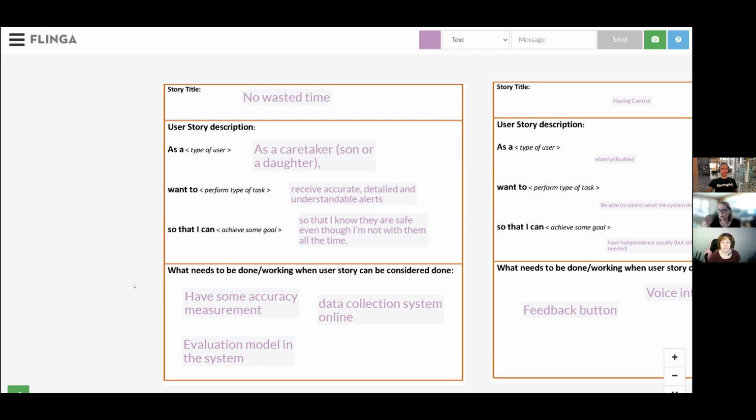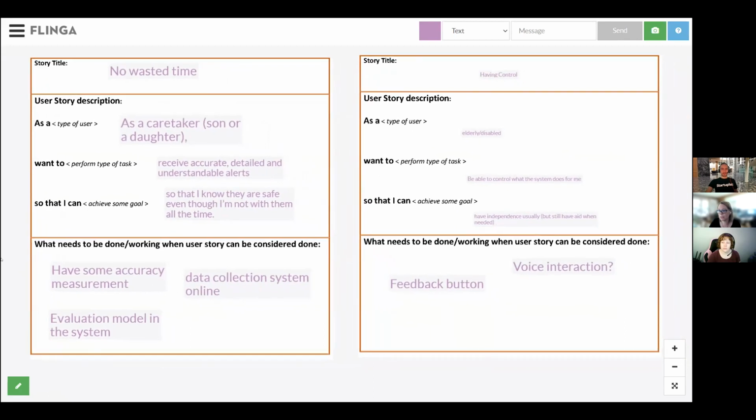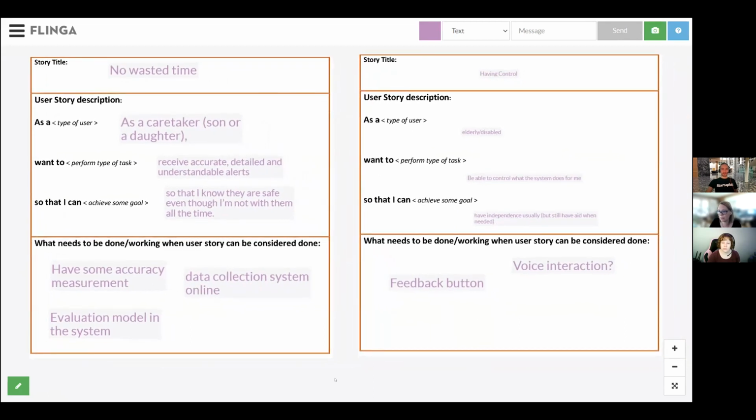And what needs to be done. So obviously we have to have some kind of accuracy measurement that is keeping track of that. I would have to have a data collection system online, an evaluation model for the accuracy part, but I also need to have, maybe this is more of an implementation detail, an explainable model, meaning I would need some information about the decisions that were made by the system, so I can, and that leads to the understandable part.